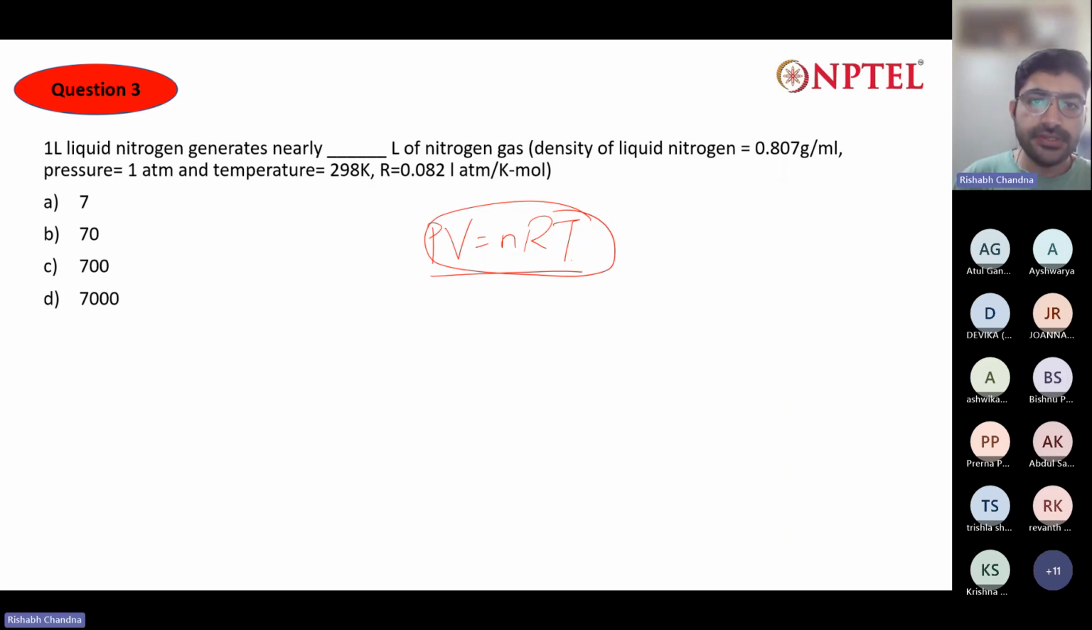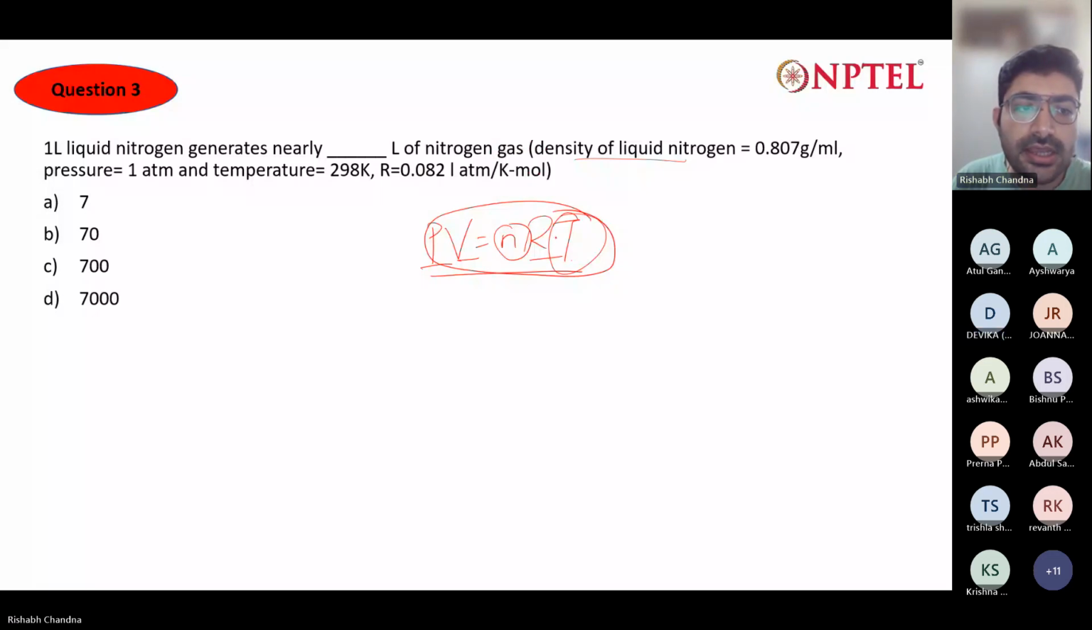So here what we'll do is, this is the ideal gas equation that we know. P stands for pressure, V is the volume of the gas, n is the number of moles of the gas, R is the gas constant, and T is the temperature. Here we have the density of the liquid nitrogen, and from that we have to calculate how much nitrogen gas will be produced from that particular amount of liquid.